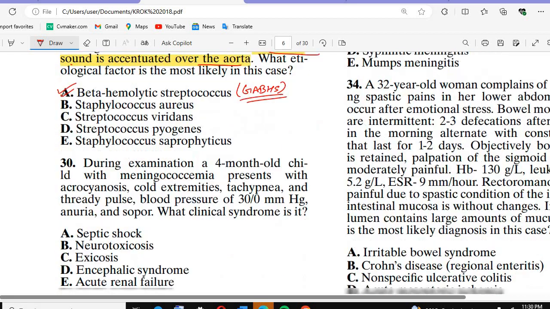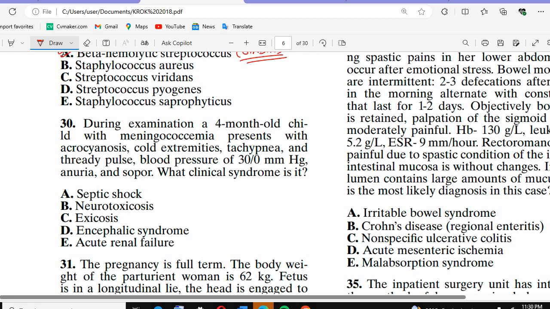Okay. So in this examination, what we have seen is meningococcemia presenting with macrosinuses, cold extremities, tachypnea, thready pulse, blood pressure 30/0, and anuria. The patient with meningococcemia has developed a decrease in blood pressure and anuria. With a bacterial infection like this, there can be pus involvement, or sepsis can be there, and that can lead to septic shock.